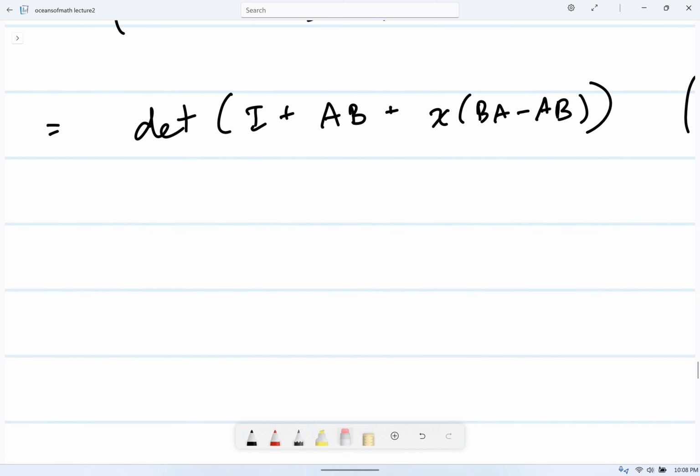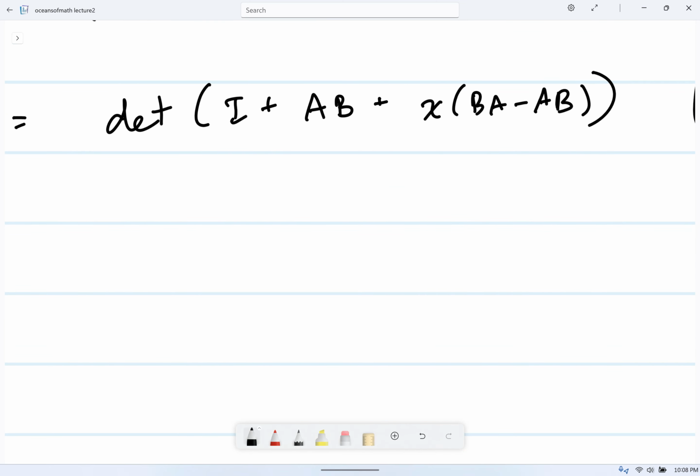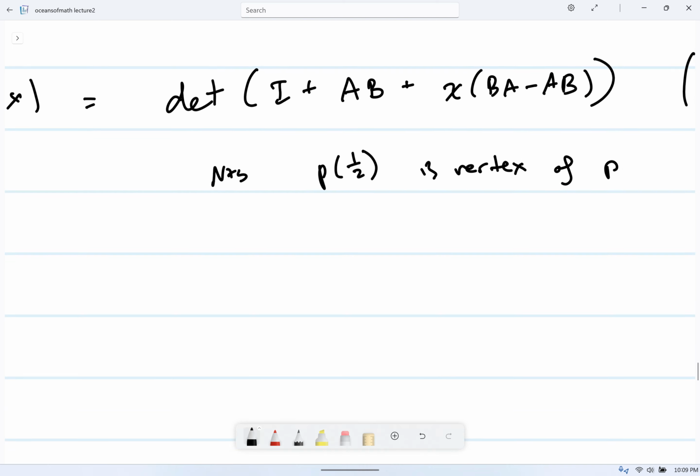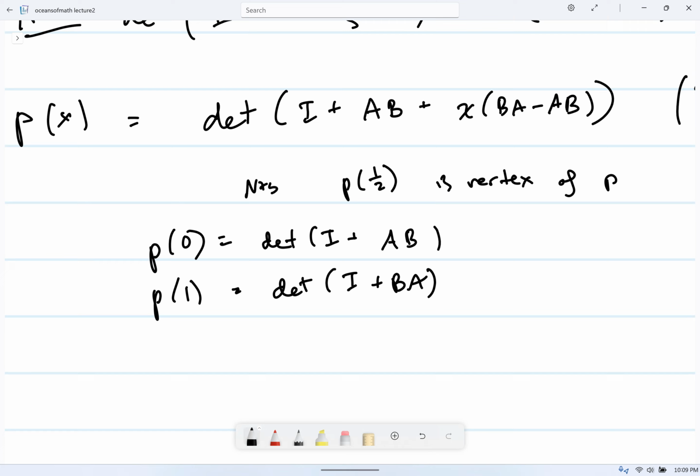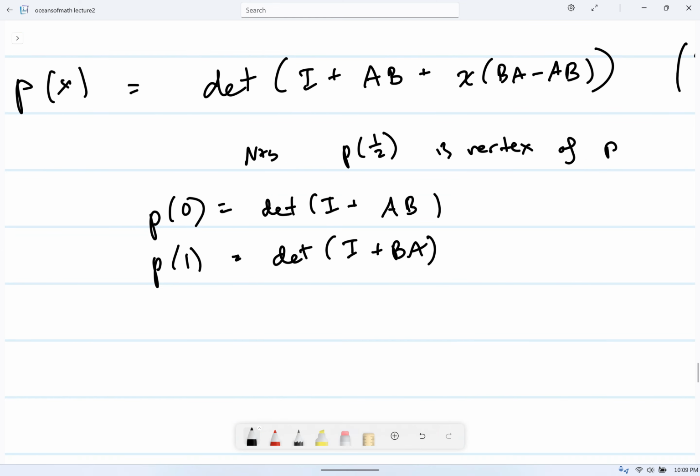So I'll explain a bit more of that in a minute, but we need to show p of 1/2 is essentially the vertex of p, okay? And so why don't we just use p of 0, which is determinant of I plus AB, and p of 1, which is determinant of I plus BA. And these quantities are far easier to deal with.